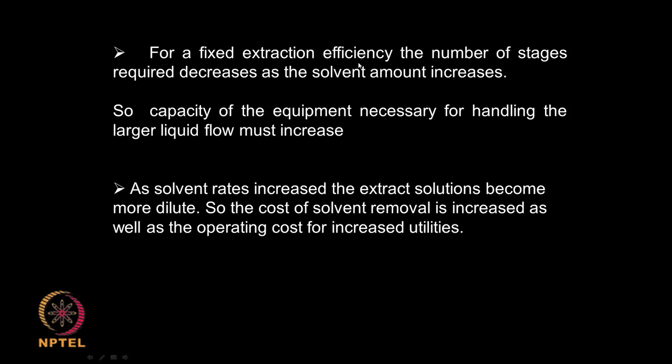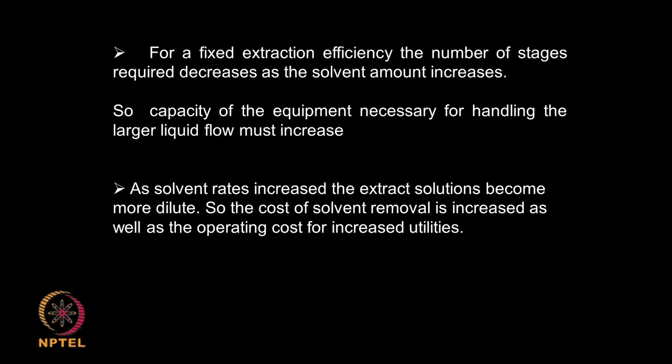For a fixed extraction efficiency, the number of stages required decreases as the solvent amount increases. So, if I use more solvent for the same efficiency, I will require fewer stages, correct, but then I am using more solvent, that means my equipment size has to go up. But then again, if I am using more solvent, I need to get the solvent back. Okay. So, that means I need to have a distillation column to remove the solvent. So, my operating cost goes up.